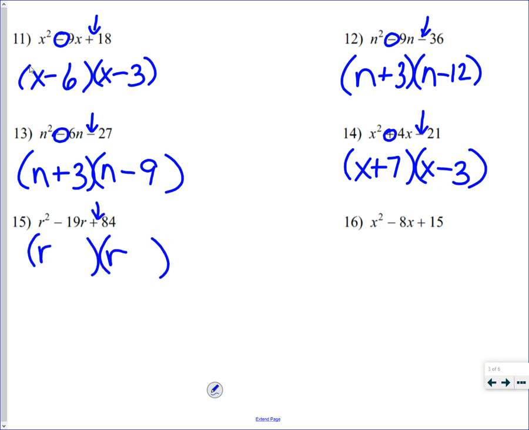This tells me that they are the same signs. That arrow didn't really line up very well, but that's okay. Same signs. This tells me that they're both subtractions. Numbers that multiply to be 84 and add to be 19. 12 times 7 is 84, and 12 plus 7 is 19. So they're the same signs, it doesn't matter which one goes where.